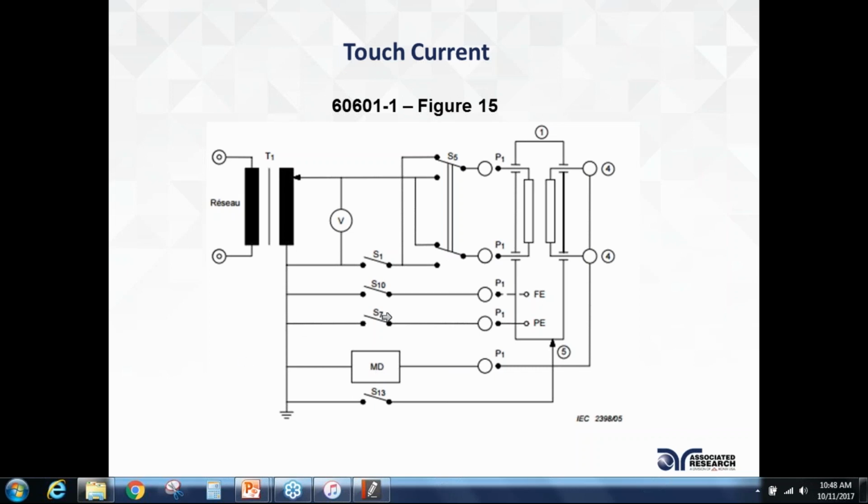Again, same rule applies. If the S7 switch, protective earth, was closed, you will see almost no leakage. When you open the S7 switch, there's no longer ground on this device. Now, you may or may not see additional leakage there. So again, figure 15 talks about patient leakage as concerning where patient leads are connected to a patient and how that leaks back to the source.